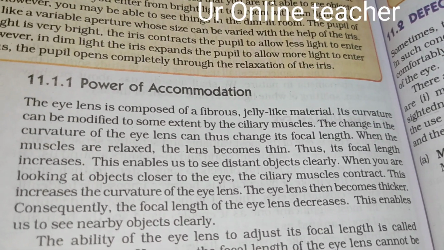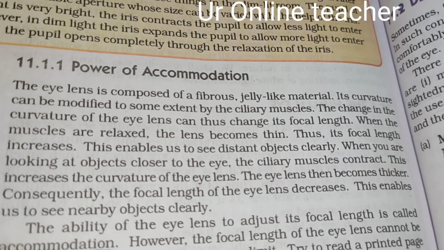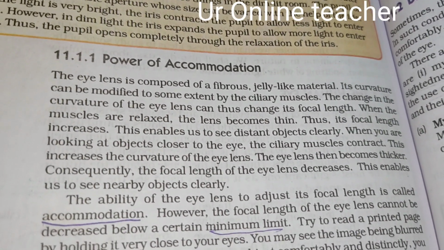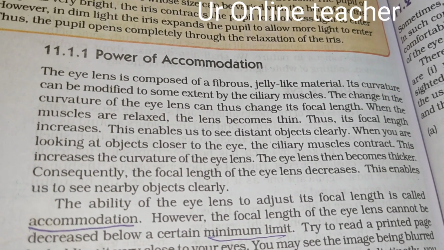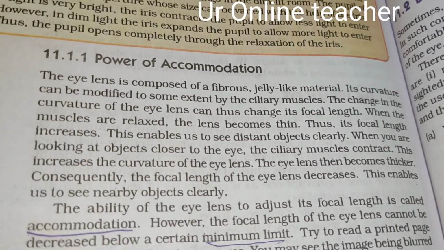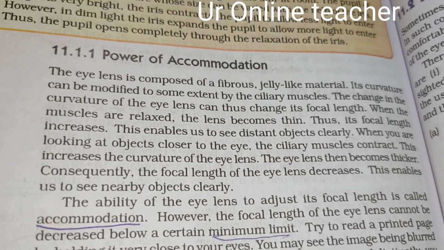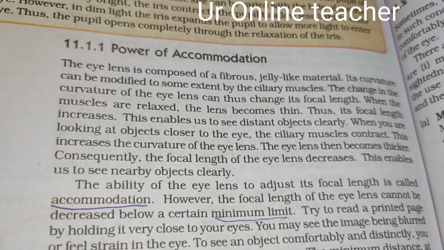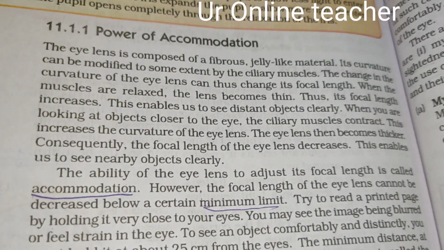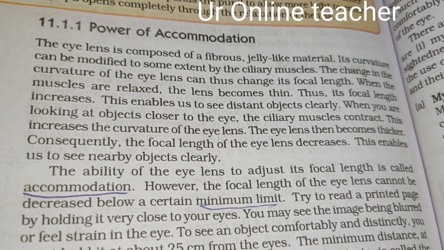When the muscles are relaxed, the lens becomes thin and the focal length increases, so we can see distant objects very clearly. When we look at objects very close, the ciliary muscles contract. This increases the curvature, the eye lens becomes thick and the focal length decreases, and we can see nearby objects clearly. Like this, the eye has the ability to adjust its focal length, and this is called accommodation.